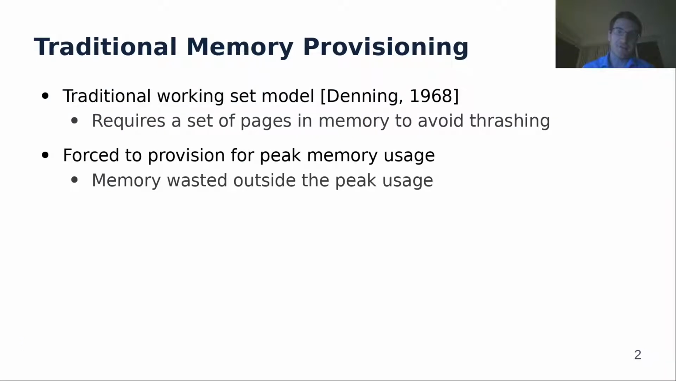Traditional data center provisioning has its hands tied. For example, with the traditional working set model, an application must have its working set in memory to avoid thrashing. Therefore, we must allocate an application to account for its peak working set if we care about performance. However, this also means that outside of the peak memory usage, most of the allocated memory is not utilized.